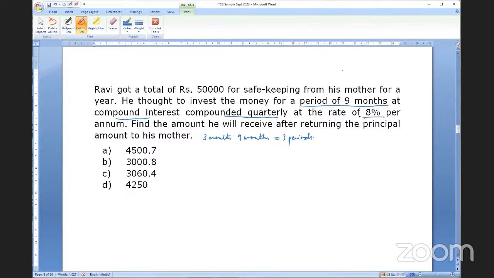Rate of interest is 8% per annum. That means for 12 months, rate of interest is 8%. So for one period, that is of 3 months, it would be 8 by 12 into 3. That is 2% per period. Find the amount he will receive after returning the principal amount to his mother. Now we know that amount at the end of third period would be P into 1 plus I to the power 3. Here principal is 50,000. I is 2% by 100, that is 0.02, whole to the power 3.